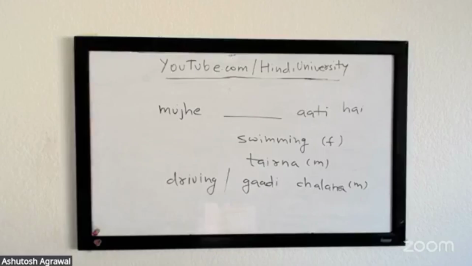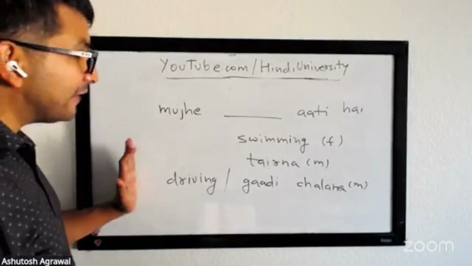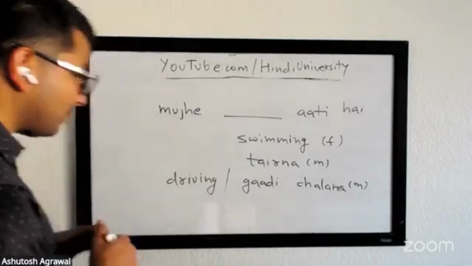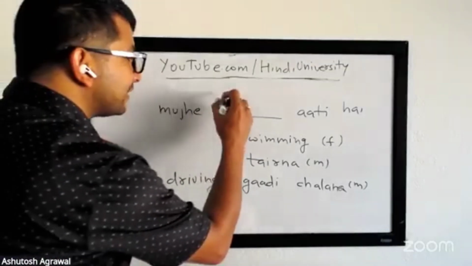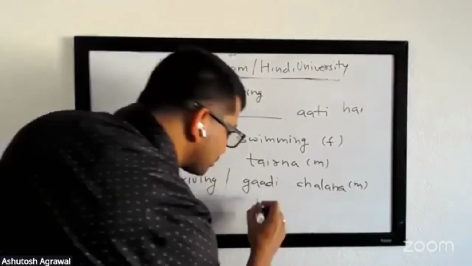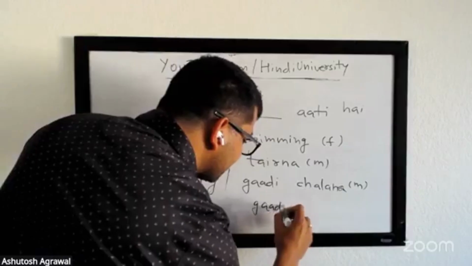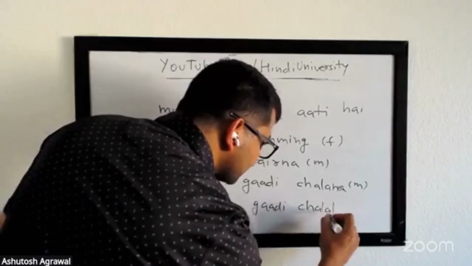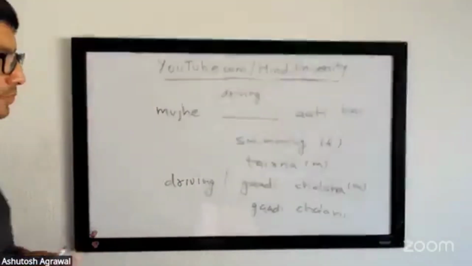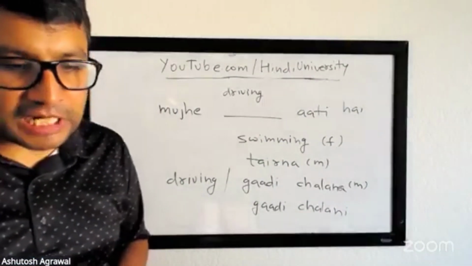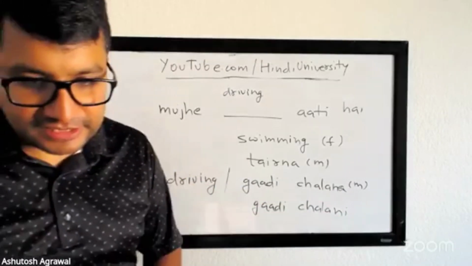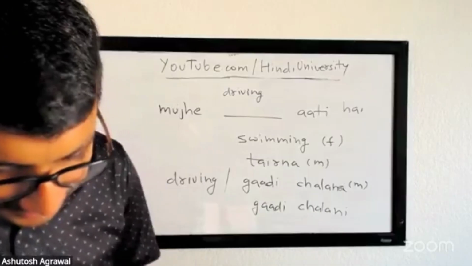I think I would say this one for simplicity's sake. If you don't want to confuse it, you can simply use both of them in the feminine category. So you can say मुझे driving आती है, or you can use this also as feminine, which is मुझे गाड़ी चलानी आती है. Forget about गाड़ी चलाना. Just say गाड़ी चलानी आती है. It'll keep it simple. May I say something?